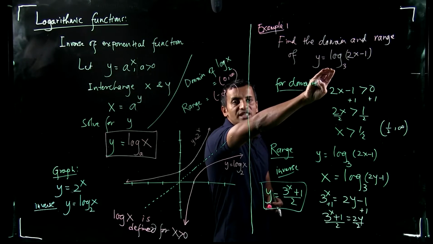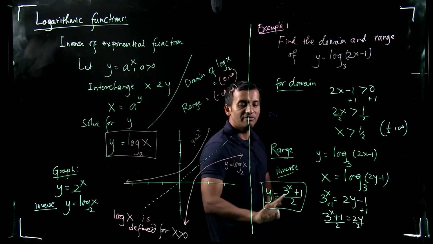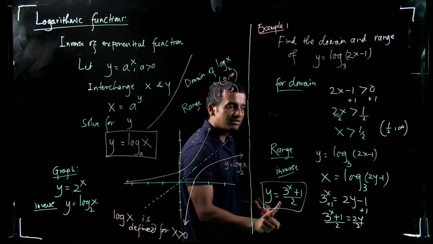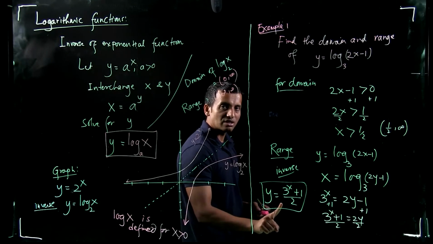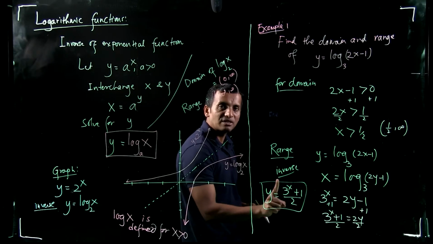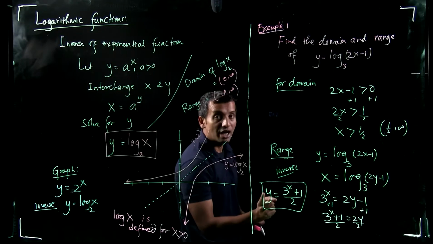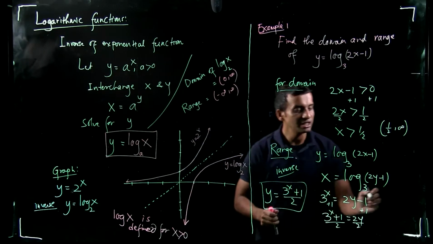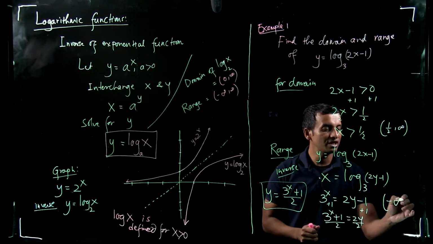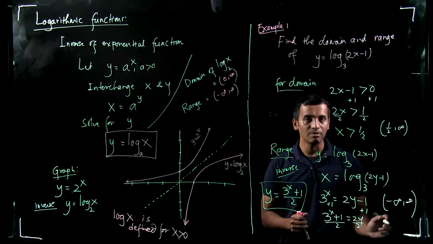So we want to find the range of the log function. The range of the log function is the same as the domain of the inverse function. What is the domain of this function? What values of x are possible here? X can be anything, right? X could be negative or positive. So the domain is basically negative infinity to infinity. Any values of x are possible.